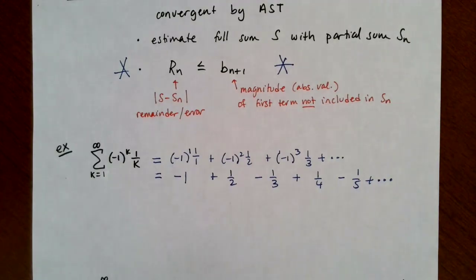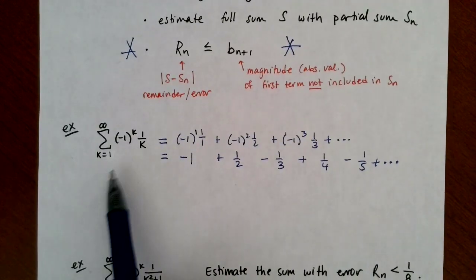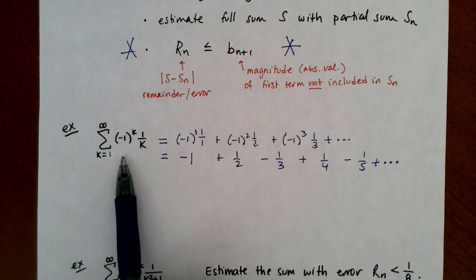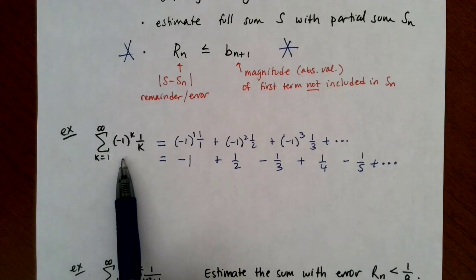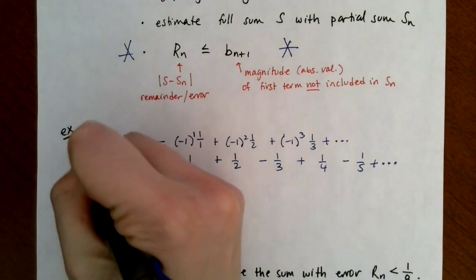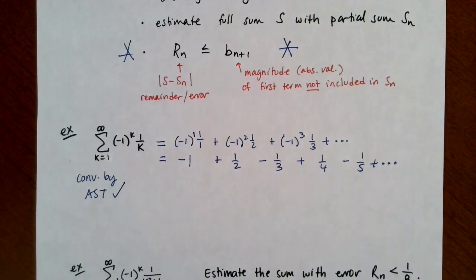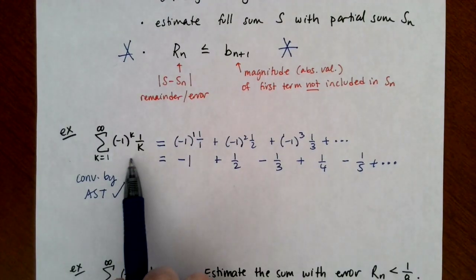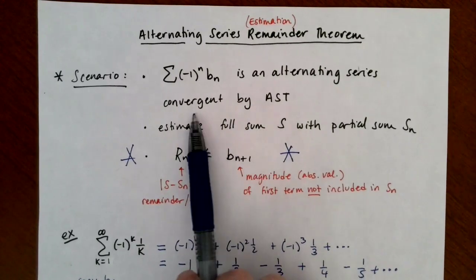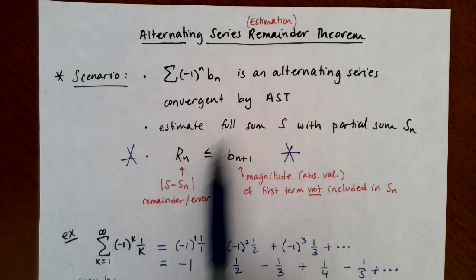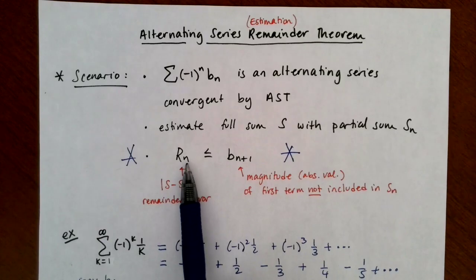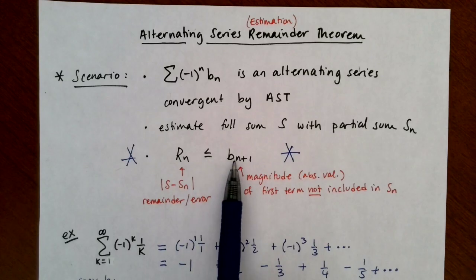We're not going to do it in this video because we have other things to worry about, but do note that this series is a perfect fit for the alternating series test, which would show very quickly that this is convergent. So we've passed the condition here. It's alternating and it's convergent by the AST. So now we have that the error of the nth partial sum in approximating the full sum is less than or equal to the magnitude of the first excluded term.